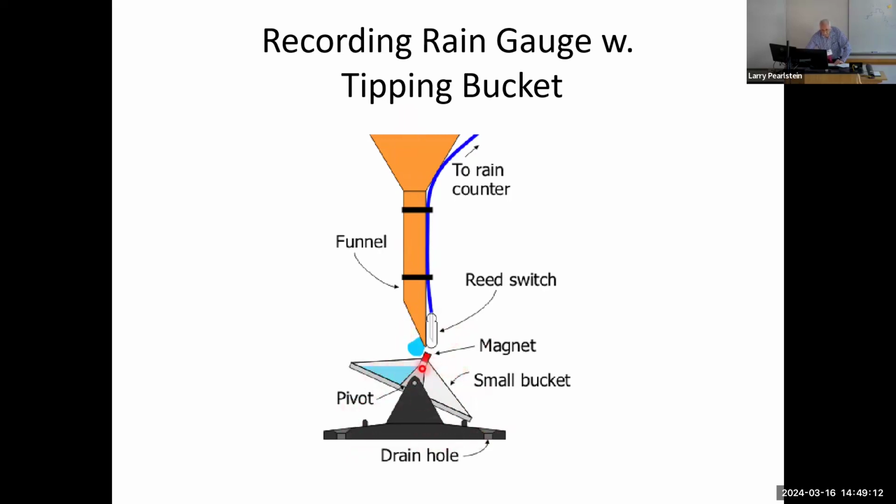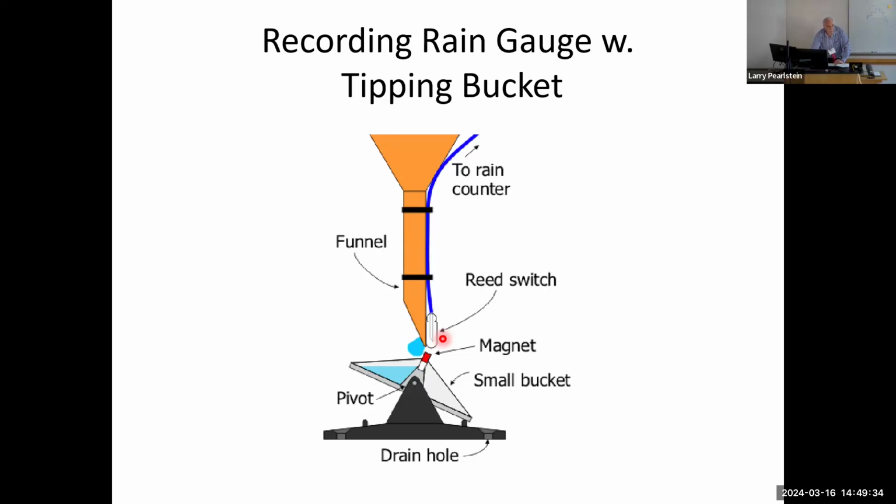And every cycle, this magnet passes the reed switch and gives you an electrical signal. So the total number of counts gives you the total rainfall, and the frequency gives you the rate of rainfall, which is something you don't get very conveniently with your collecting type rain gauge.